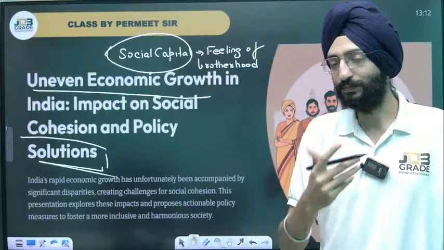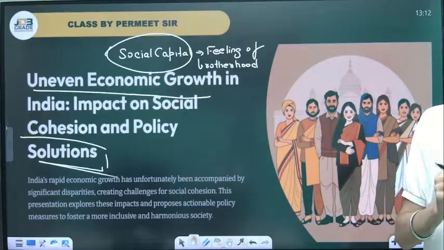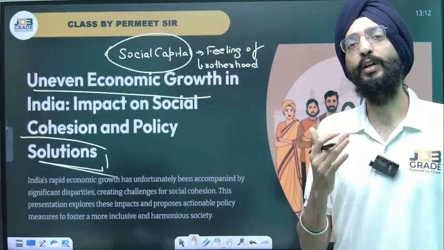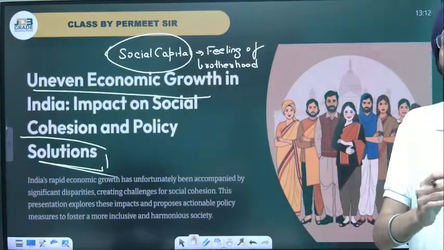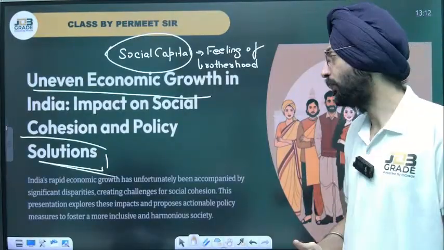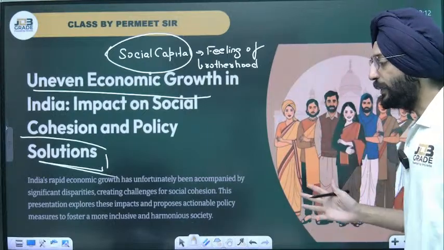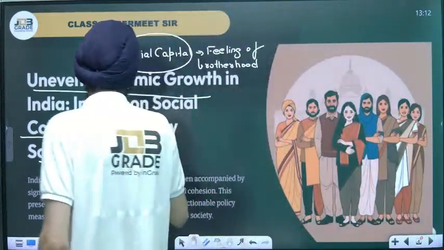mains examination. As you know, the UPSC mains examination is all about critical analysis. You need certain points, you need perspective in order to score better marks as compared to your competitors. So again, India's growth is top notch.